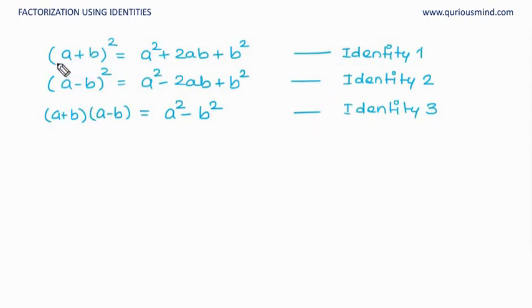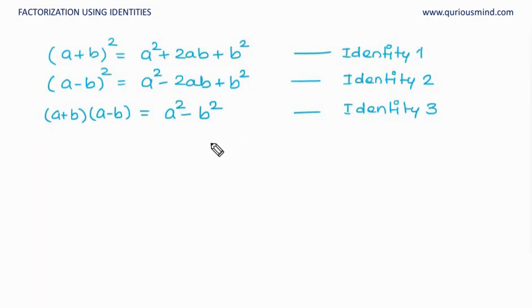(a + b) whole square is a square plus 2ab plus b square. (a - b) whole square is a square minus 2ab plus b square. (a + b) multiplied by (a - b) is equal to a square minus b square.